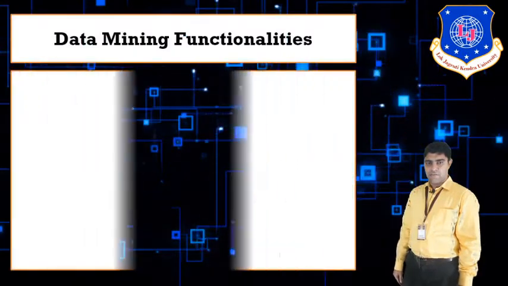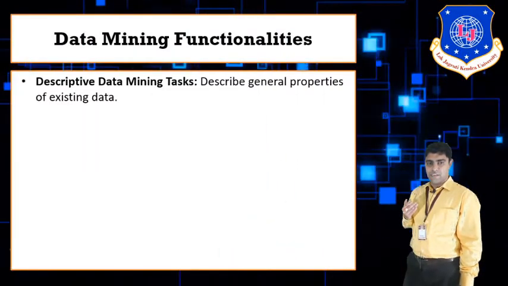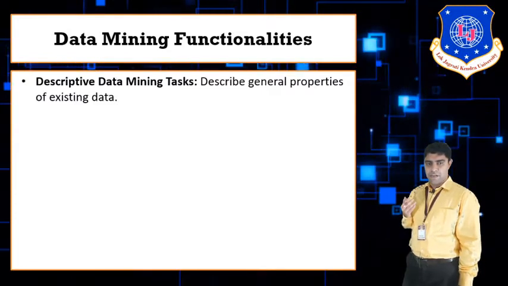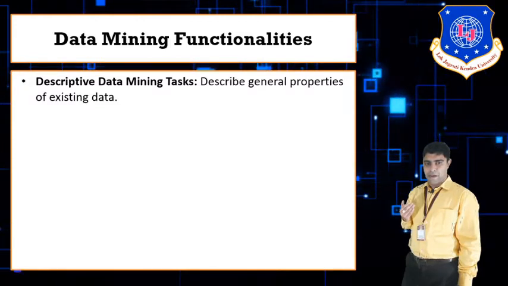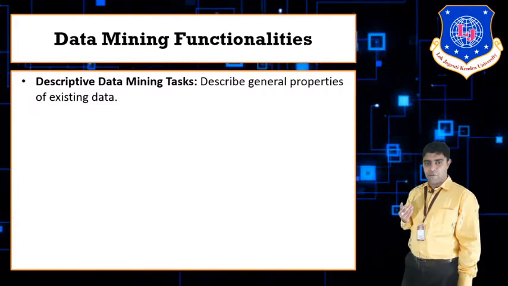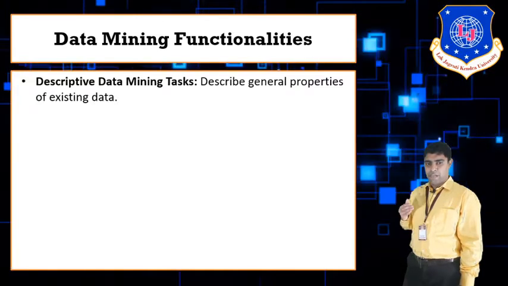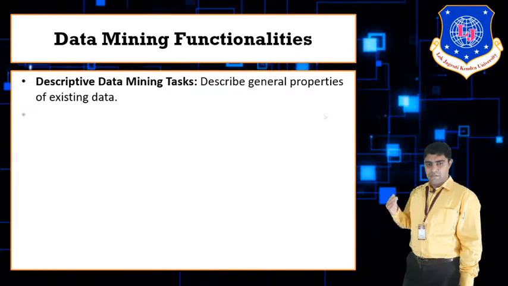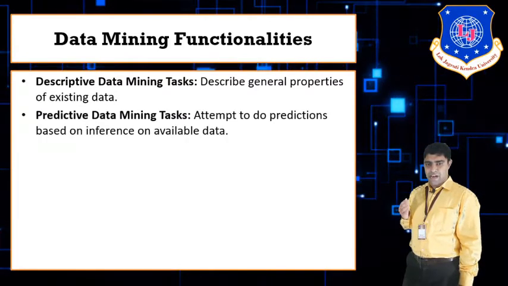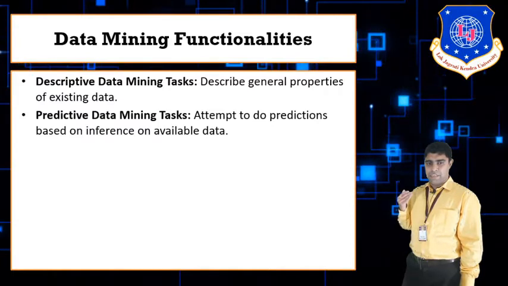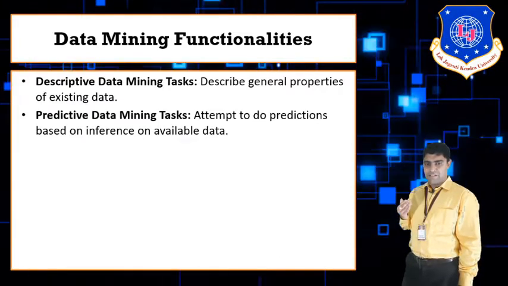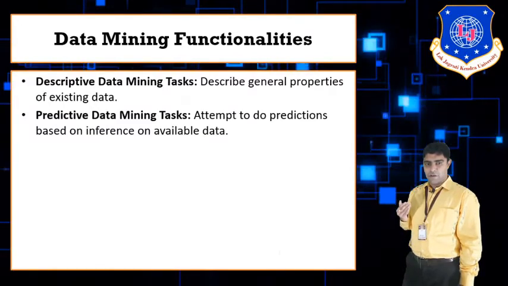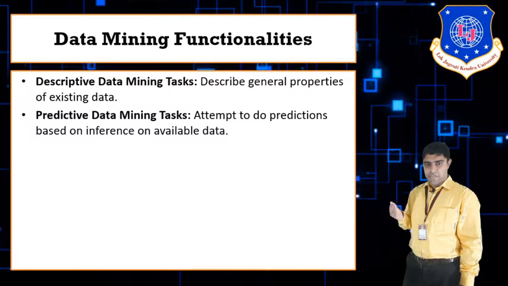In data mining functionality, first are descriptive data mining tasks. Data mining tasks are of two types, descriptive and predictive. Descriptive data mining tasks describe general properties of existing data. So we have the existing data and it is describing the general property, that is known as a descriptive data mining task. Predictive data mining tasks are the tasks where we will predict the data. They attempt to do predictions. So we will do different types of prediction for that data based on inference on the available data.